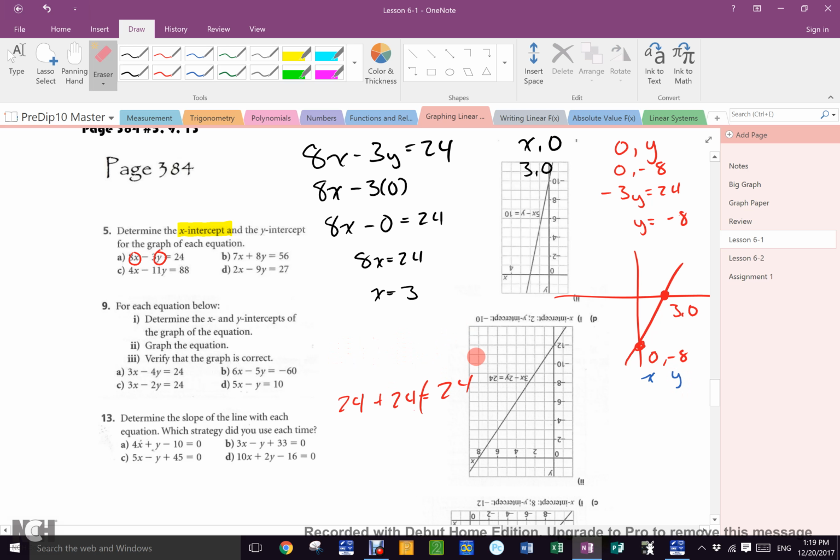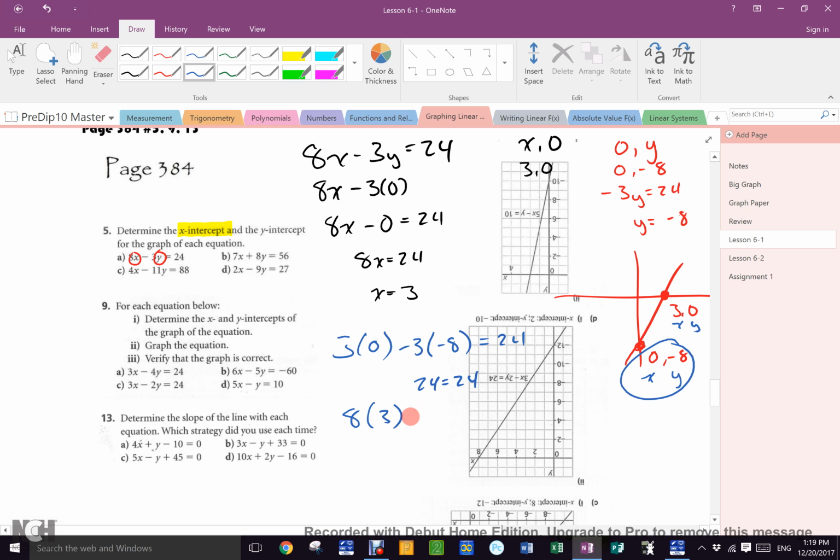So what you're really doing is 3 times 0 minus 3 times negative 8 equals 24. What's negative 3 times negative 8? 24. Does 24 equal 24? So that point is okay. Now we go to this one. There's an x, there's a y. 8 times 3, right? Minus 3 times 0 equals 24. What's 8 times 3? 24.